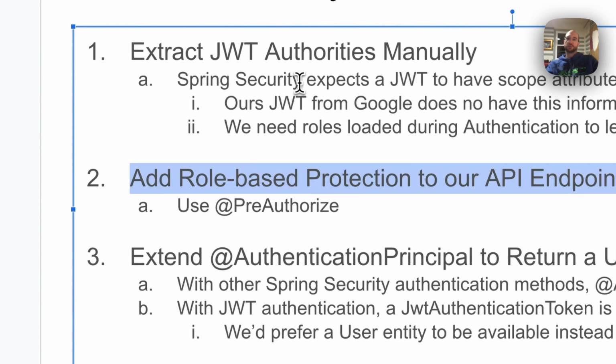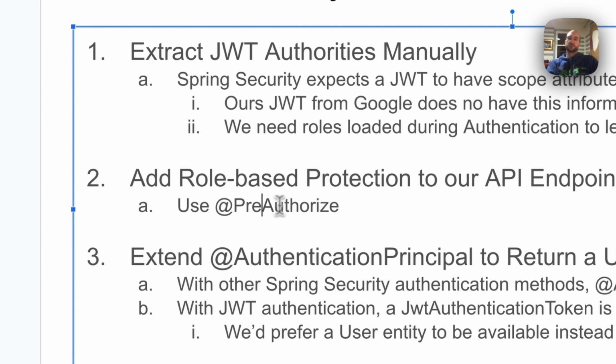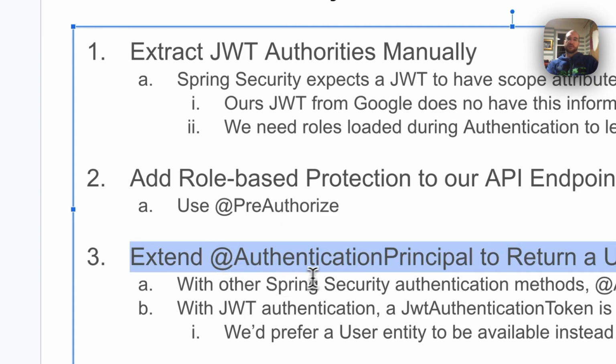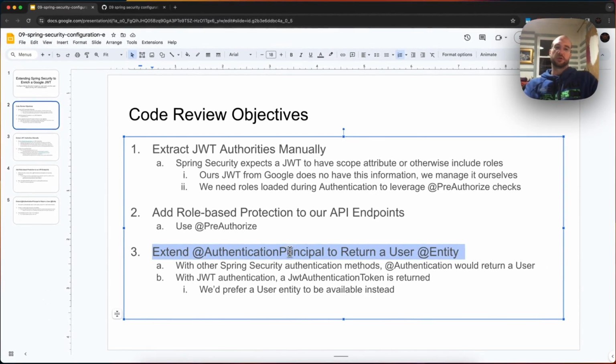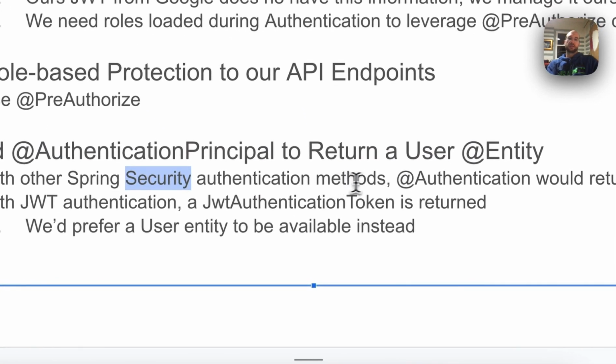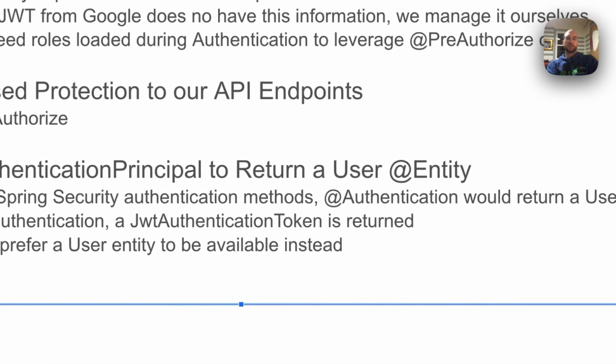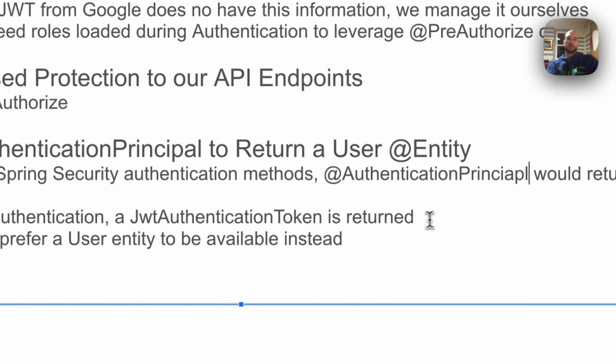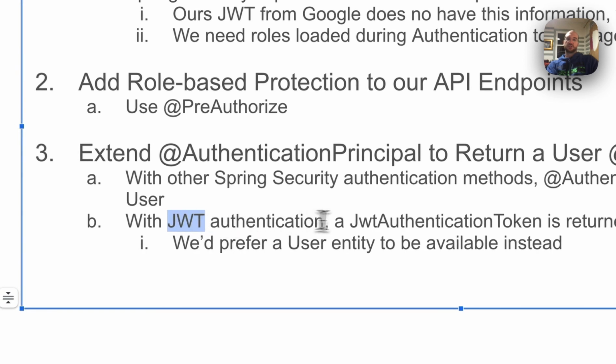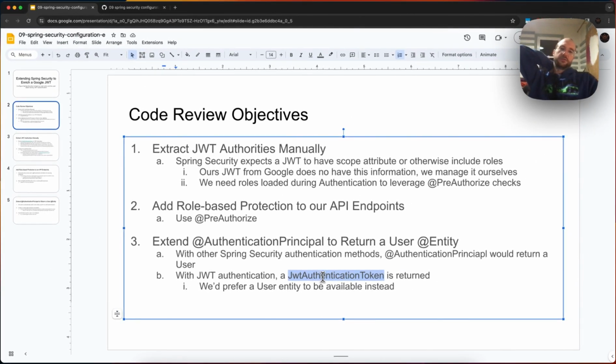So once we've done this first part with authorities, we can then use PreAuthorize, which I've shown you. And then we'll extend the AuthenticationPrincipal annotation to return a custom user entity that we want. With other Spring Security authentication methods, the authentication principal would return a user, like a regular user, using a custom user service. But with JWT authentication, a JWT authentication token is returned. This isn't that helpful for us, since we'd like to have the current user automatically. And so we create a custom annotation to do that.